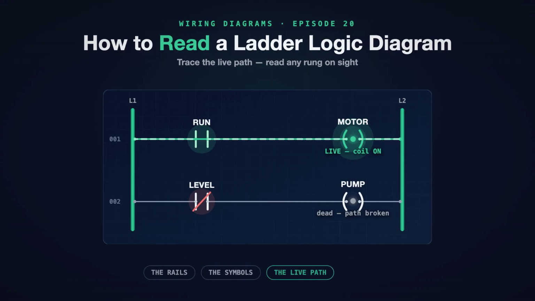Watch. Power leaves the left rail, passes two closed contacts, and lands on this coil. That coil is on. The rung below it stays dark. Its path is broken. Read the green, and you read the machine.